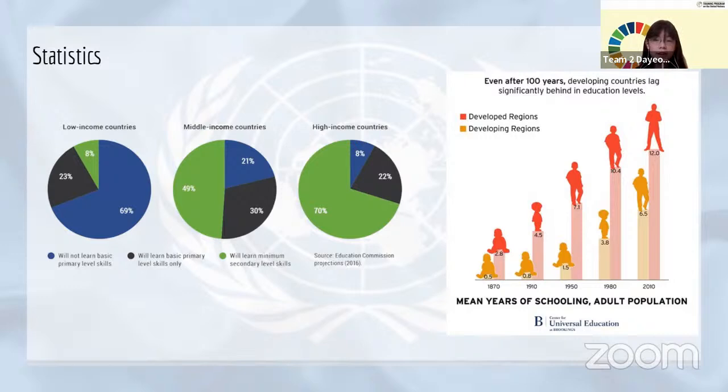And the bar graph on the right side shows the mean years of schooling for the adult population. The orange bar is for developing regions and the red one is for developed regions. To conclude, we can also see in the statistics that educational inequality is a serious problem. Next on the floor will be my superior teammate James Lee explaining the educational inequality caused by COVID-19.